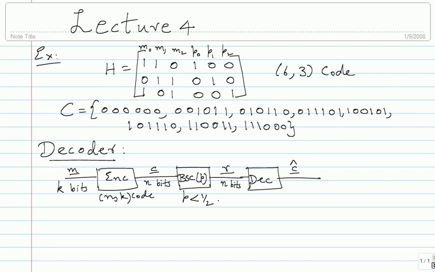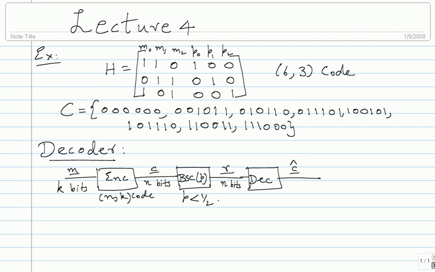Why? Anytime you flip, you are doing something which is a less probable event. So what is more likely is going to be code words and vectors that are one bit flip away from the code word, two bit flips away from the code word, likewise. If you have a vector which is many flips away from any code word, it's very unlikely that you'll receive it.